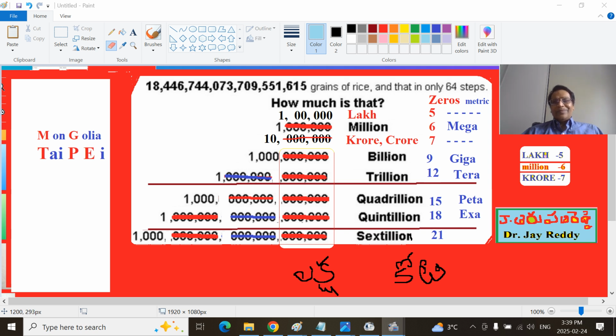So billion means 9, that means we added 3 more zeros. Trillion, T, is 12. That means 6 and 6 is the 12 here. So trillion is 12, that is the Tera. Then the next uncommon numbers are Peta and Exa. Remember, this is Taipei: Tera, Peta and Exa. Quadrillion is 15, quintillion is 18. So you have 6, 6, 6 here.